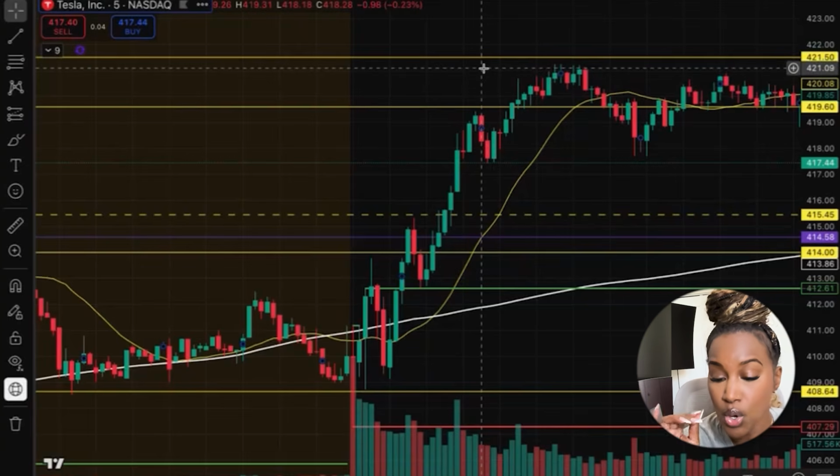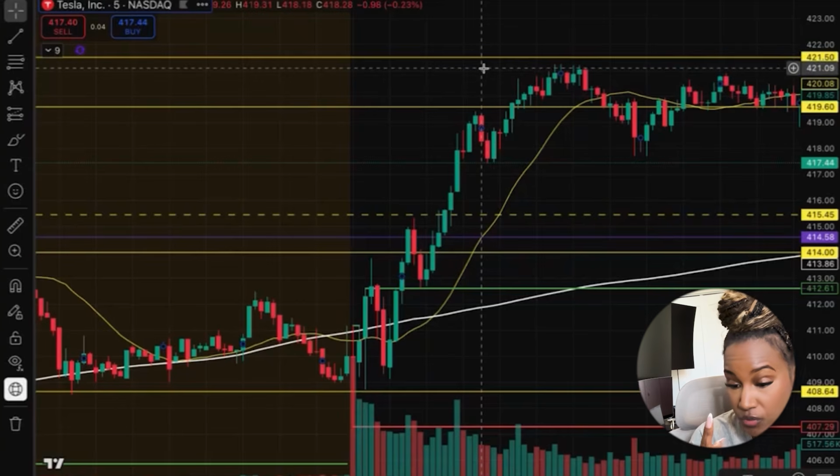All we had to do was wait for the ORB to form, for us to get a break of the ORB, a retest of the ORB, and a continuation. And look at that, simple as that.